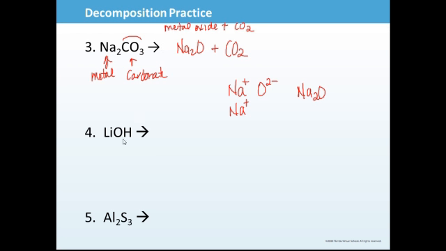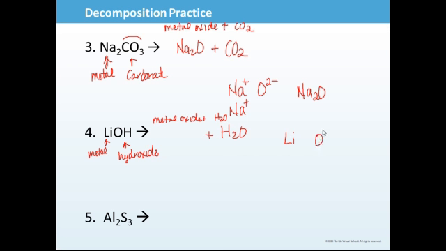Number 4, lithium hydroxide. I see this as a metal. OH is of course hydroxide. We look on our list of our 5 decomposition types and we see metal hydroxide as one of the types. And it says a metal hydroxide will decompose to form the metal oxide and water. Therefore I know water will be one of the products. Now I have to write the formula for the metal oxide. My metal was lithium.